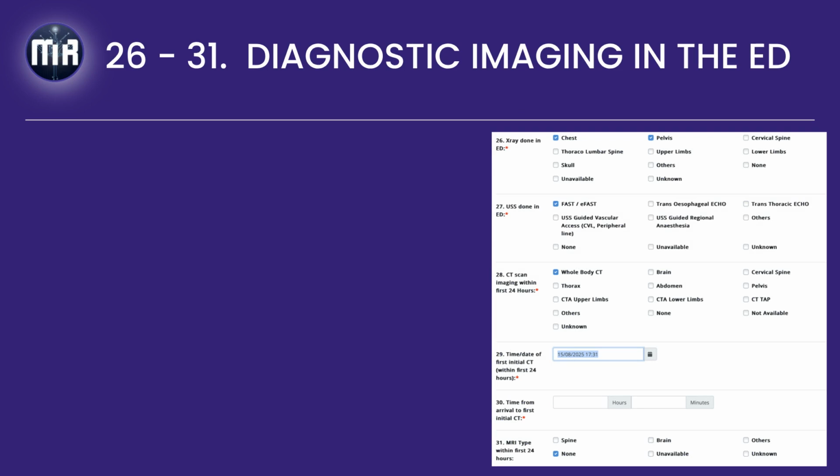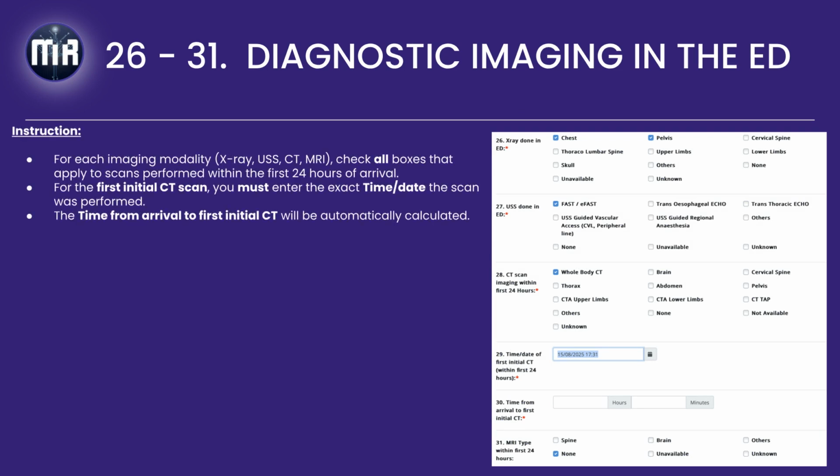the imaging performed in the ED. Your instruction for this section is to document all imaging that was performed within the first 24 hours of the patient's arrival. For each modality, that is, X-ray, ultrasound (USS), CT scan, and MRI, you will see a multi-select checklist. You must check all the boxes that apply. For example, a patient may have had a chest X-ray, a pelvic X-ray, and an EFAST ultrasound.